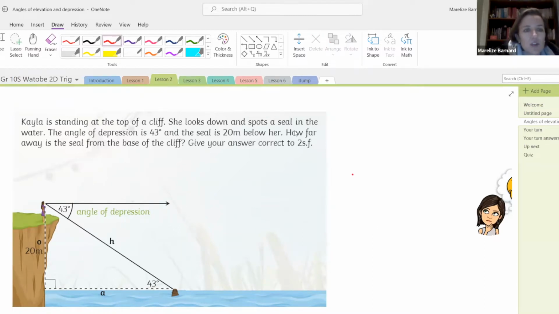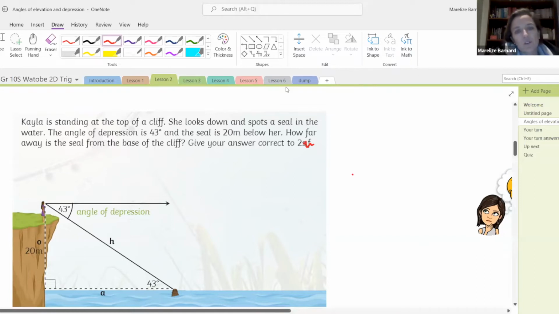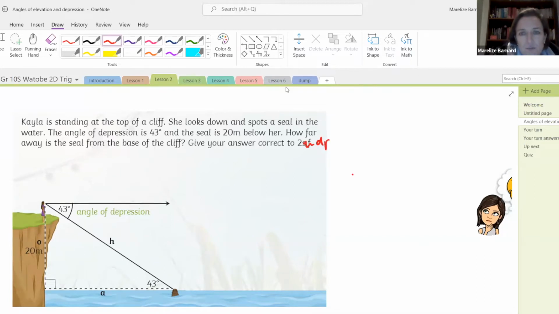Okay, so she's standing at the top of the cliff. She looks down and spots a seal in the water. The angle of depression is 43 degrees and the seal is 20 meters below her. How far away is the seal from the base of the cliff? Give your answer correct to 2 decimal places. Okay, who wants to venture an answer? Where are we going to start with this?